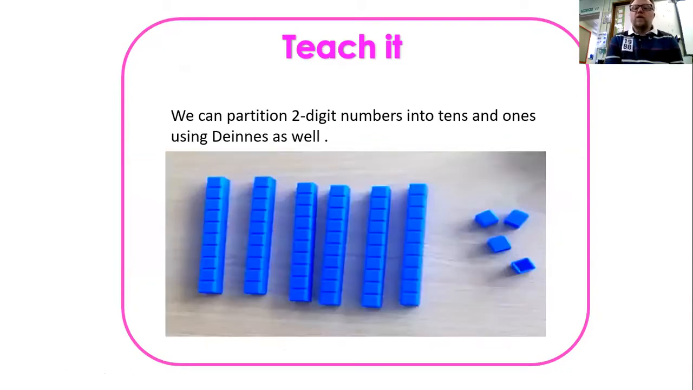We can partition two-digit numbers into tens and ones using the equipment that we use in class. You won't have equipment like this, but hopefully you'll have something long and thin, like pencils, felt tips, or even cutlery out of the drawer. And you'll have something small, like pennies or Lego bricks, that you can use for your ones. So you need some equipment at home, because you're going to need it in some of the questions. Let's have a look at our equipment in this picture. 10, 20, 30, 40, 50, 60, and we have 4 ones. So altogether we have 64.